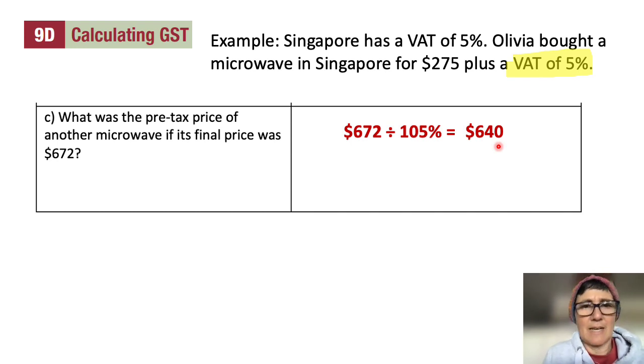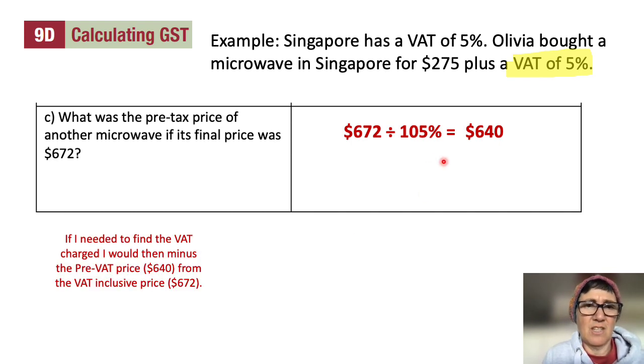If you wanted to know exactly how much went to the government, you would just go 672, take away 640, okay. So because this had a VAT of 5%, it was 105. If it was in Australia, we'd have 110%. If it was in maybe New Zealand, 115%, okay, so this percentage depends on what the VAT or the GST rate is. All right, there's nothing too tricky in this exercise.